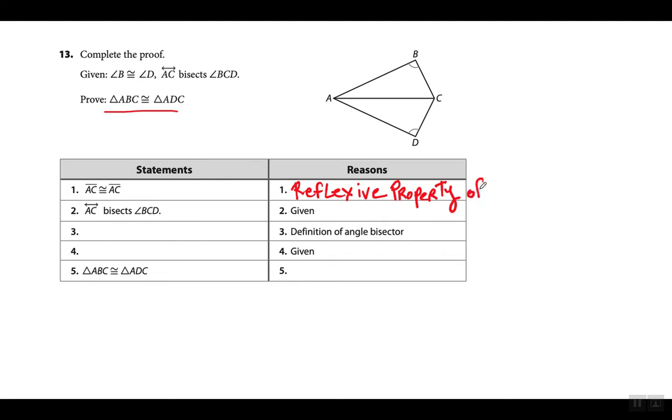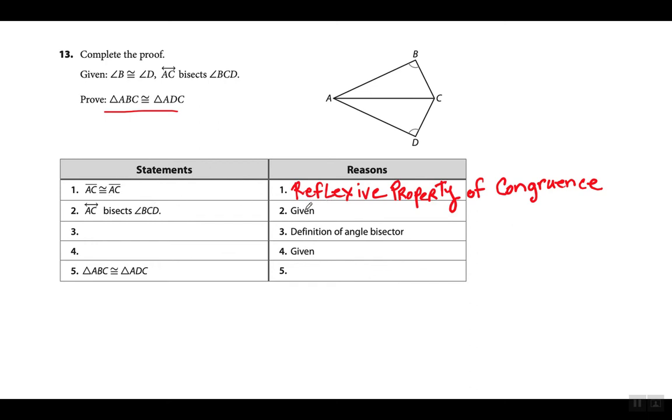Reflexive property of congruence. I'm going to be honest. The reflexive property part I have memorized because that's easy. The of congruence part, I know it because I just saw the answer, all right? But the main thing to remember is the reflexive property. All right? Okay. So then line 2 is already filled out for you.